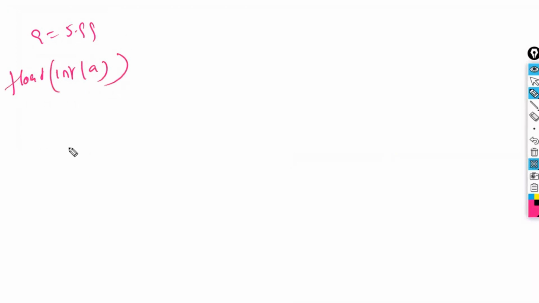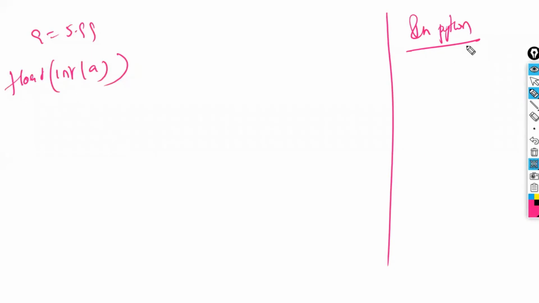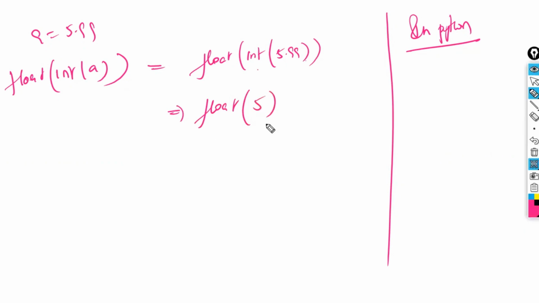Whenever you have multiple brackets like this in the notes, you can write in Python, if there are multiple brackets available, the inner bracket will be completed first, followed by the outer. So first the inner bracket means this one. First it is going to take float of int of 5.99. The int of 5.99 is 5. Float of 5, the output is 5.0. Okay, I'm going to get the output as 5.0.